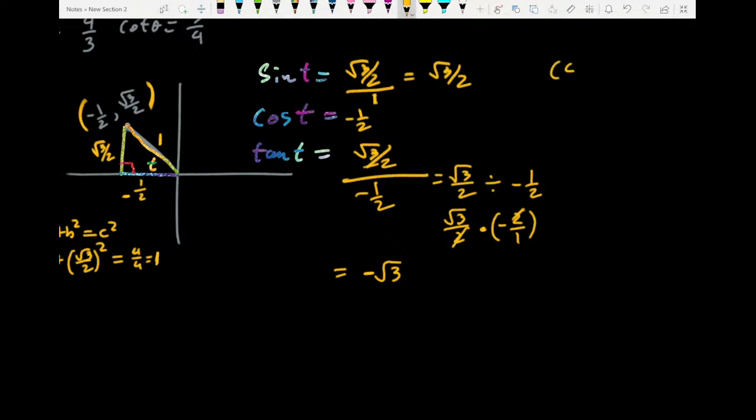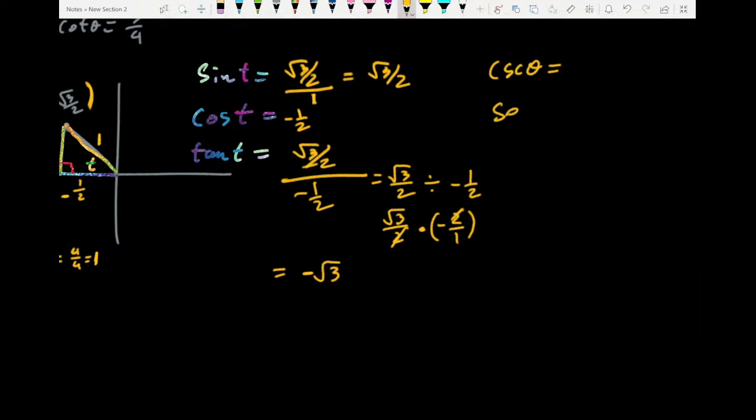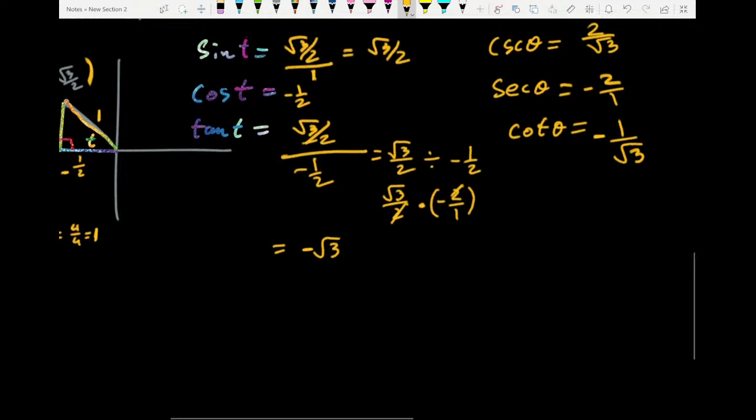Now, what if I ask you to do cosecant of theta, secant of theta, and cotangent of theta? Just the reciprocal of that: 2 over square root of 3. I don't care if you rationalize the denominator. Negative 2 over 1, and you get negative 1 over square root of 3. All right, good.